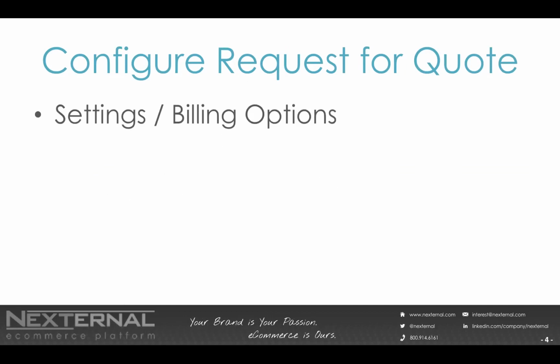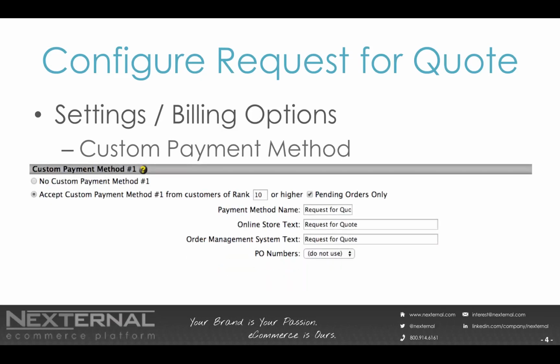So to configure this, you go to settings, billing options in your system, and you're going to make a custom payment method. This is what that section looks like. What you need to fill in first are these labels here. You need to fill in request for quote or whatever you want. This is just how it's going to be referred to on the final checkout screen when your customers see it.